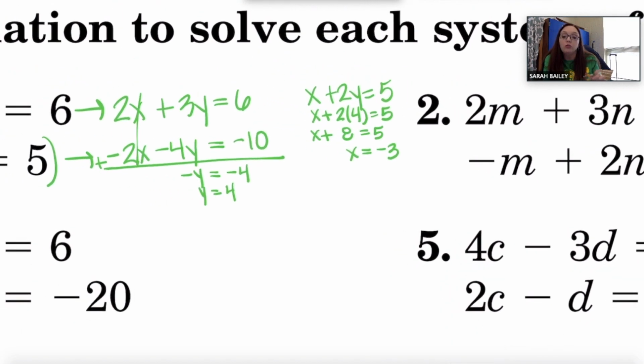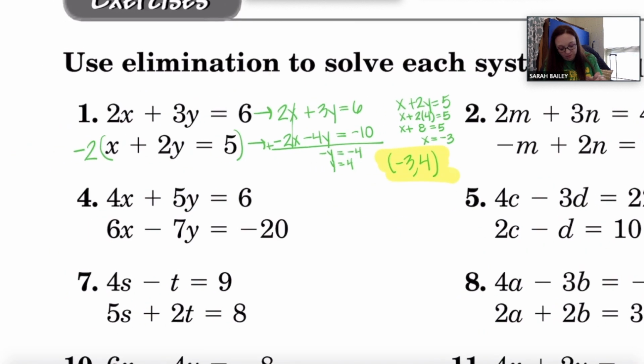Remember that the solution to a system is an ordered pair. So the x coordinate is -3, the y coordinate is +4. So the solution to that system is going to be the ordered pair -3, 4. Again, you may want to use notebook paper for this. All right, let's try another one.